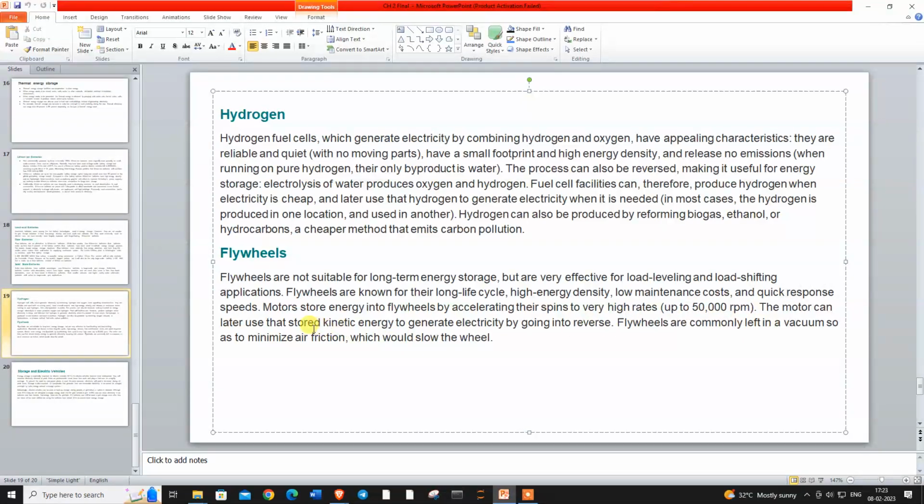Now this motor can later use that stored kinetic energy to generate electricity by going into reverse. Okay, this can also be an application of flywheel. Flywheels are commonly left in a vacuum so as to minimize air friction which could slow the wheel. Okay, so this is about the flywheel, which is not used often but can be used to match the demand in the peak period.